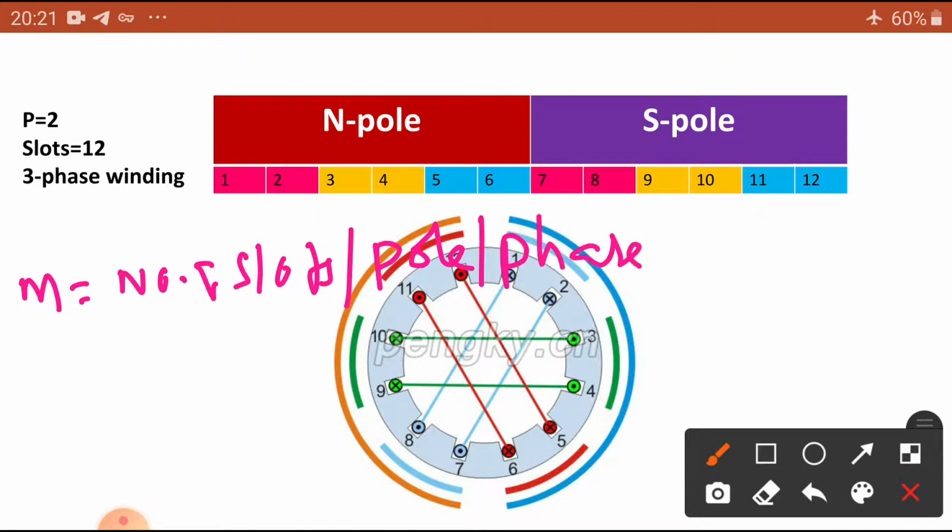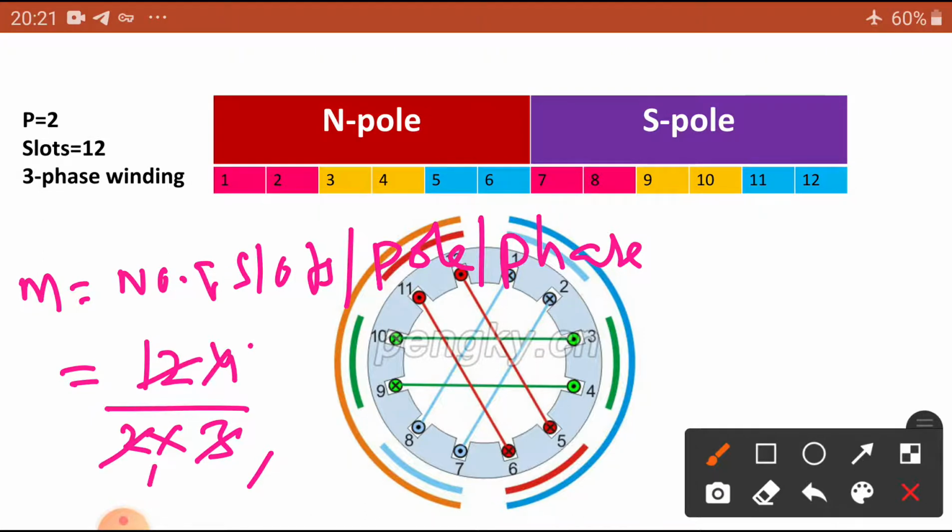That is M. So, what are the slots? 12 slots divided by 2 poles into 3 phases: 3 ones are 3, 3 fours are 12, 2 ones are 2, 2 twos are... So M is equal to 2. That means here we have the north pole and south pole.